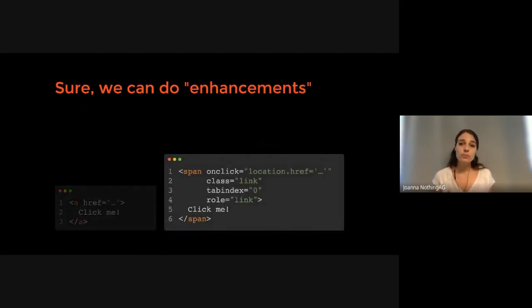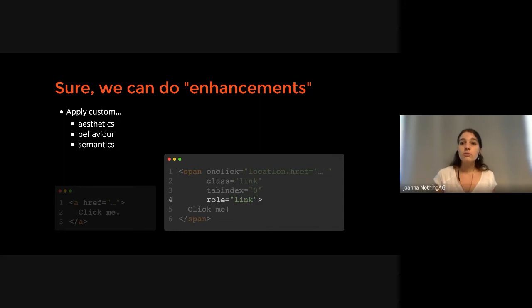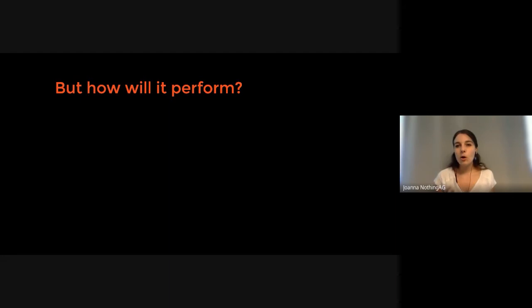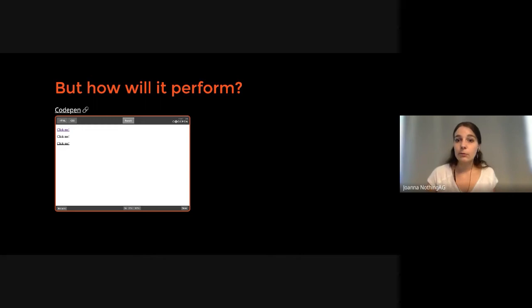Now, coming back to the span case, sure, we can try to enhance this valid span tag to be close to the traditional anchor tag. For example, we can apply custom aesthetics with CSS, and behavior with tabindex to add back a focus capability. And maybe this is a bit less known, but you can also add back some semantics with the role attribute that's coming from the ARIA specification, which I will define better a bit later. But the question is, how will this enhanced span version perform? So let's check this right away by heading over to some code example.